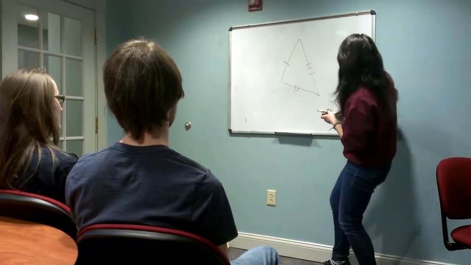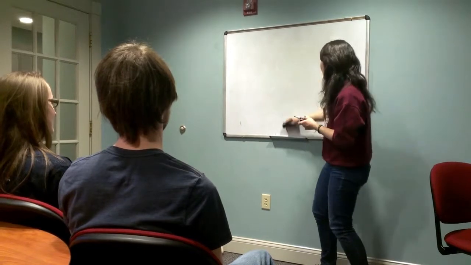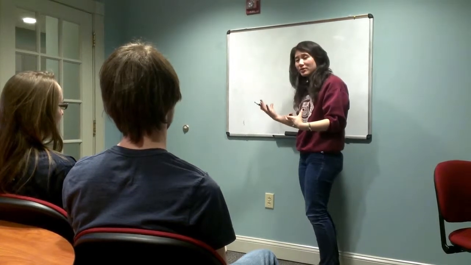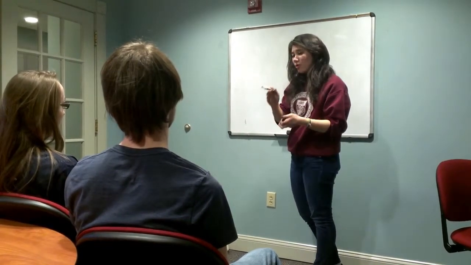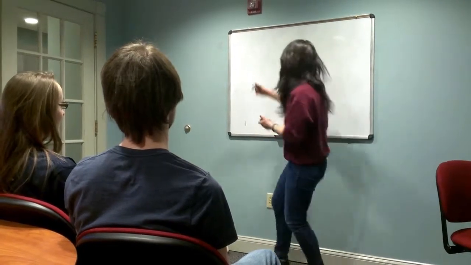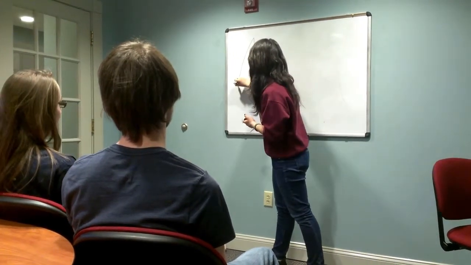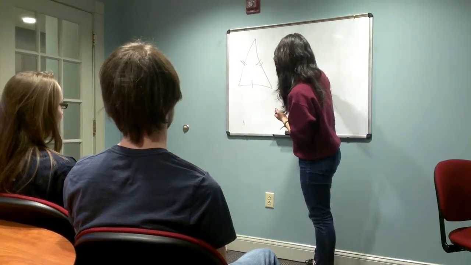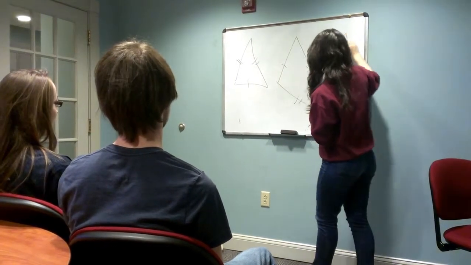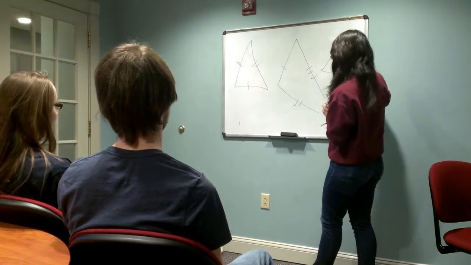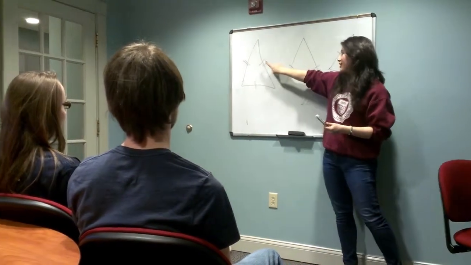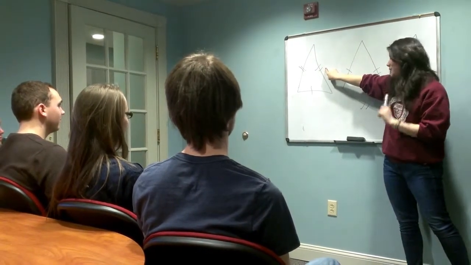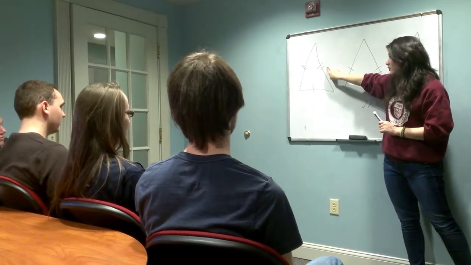Now, I'm going to put up some examples, and then I'm going to ask a volunteer to tell me what kind of triangle they are. Equilateral, isosceles, or scalene, or maybe 2 of them. All right, so, somebody, what is this? Haley. An isosceles triangle. Why? Because it has 2 sides of the same length.